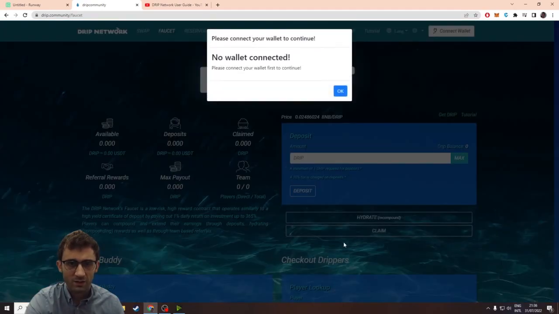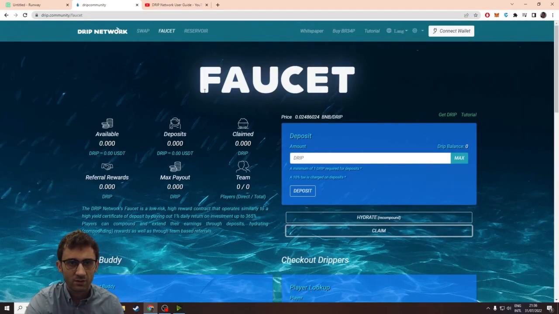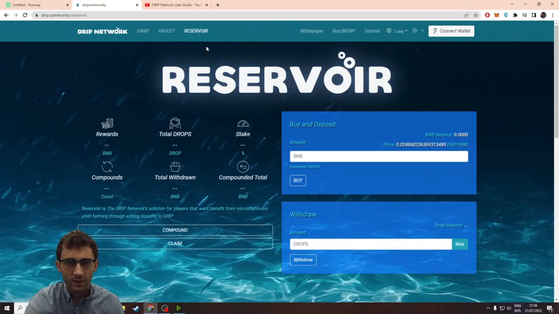And what happens when I click claim? Okay, I know what it connected. Okay, so reservoir. Reservoir is fine. It's just literally depositing your LP.